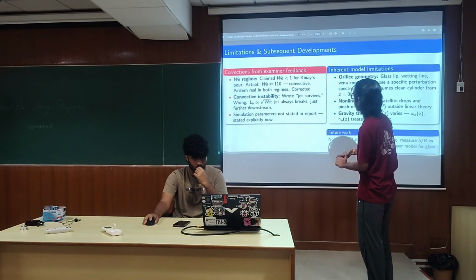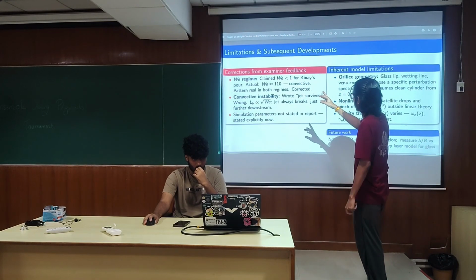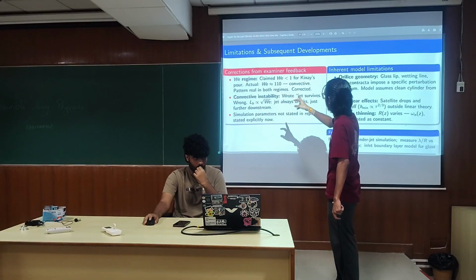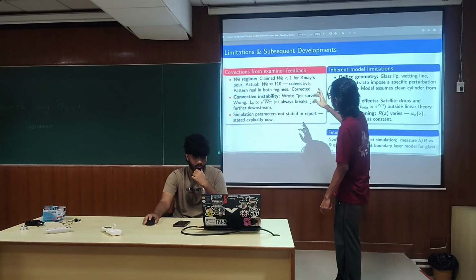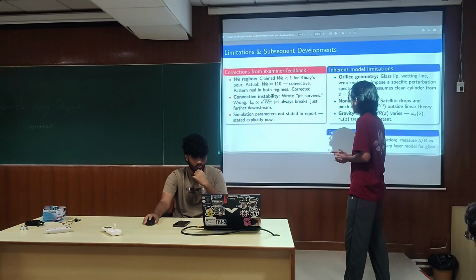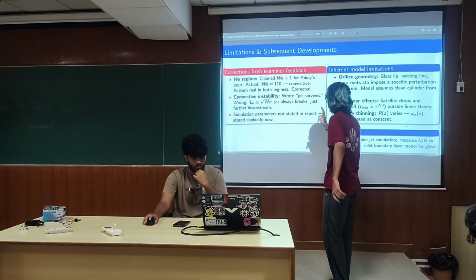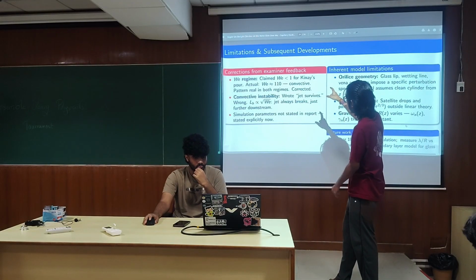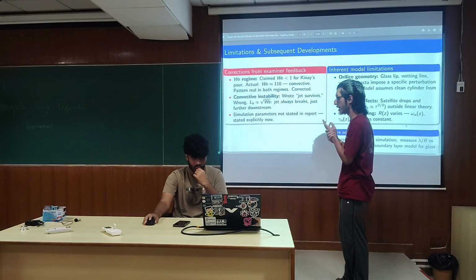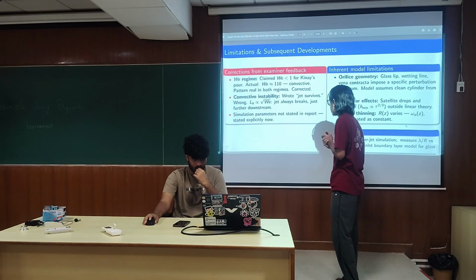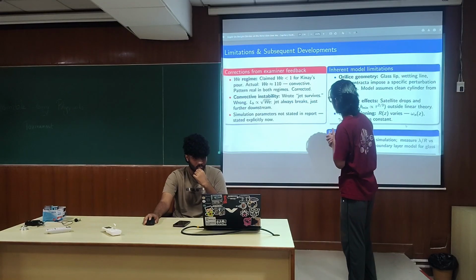And these are the limitations of our model that we have got from the examiner's feedback. We claimed that the Ohnesorge number is less than 1 for Kinai's score, but actually it's around 110, as we showed in the first slide. And then we have also made comments on the convective instability. We stated that the jet survives. That is wrong. We always say that the jet always breaks, but that happens further downstream, and the simulation parameters are not stated in the report.